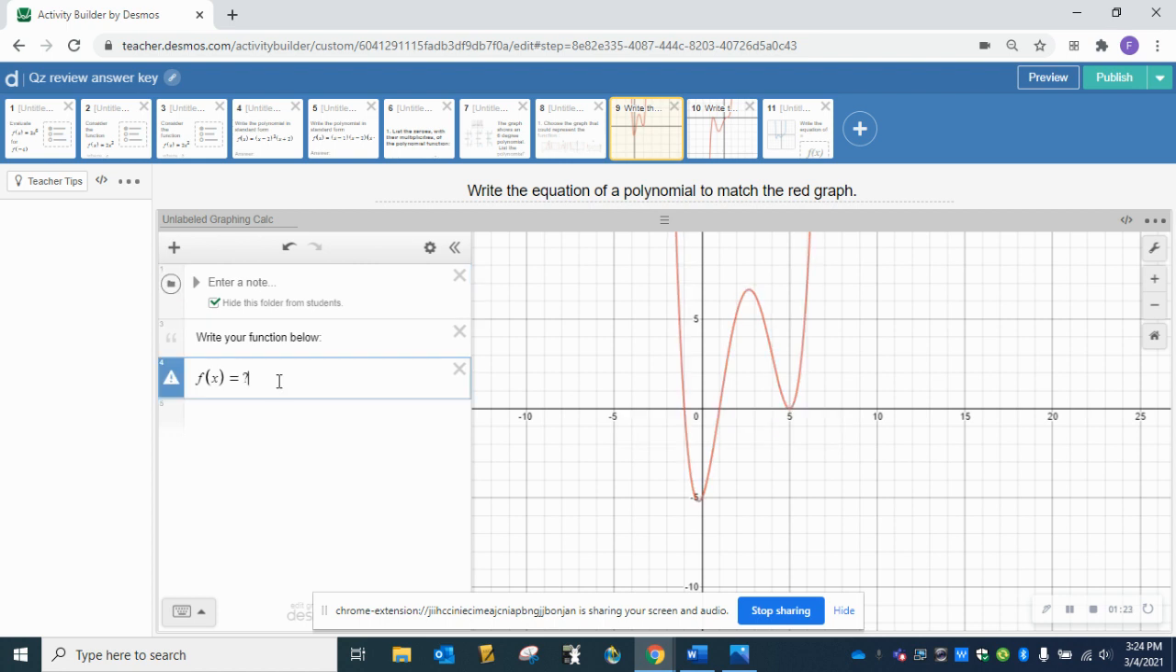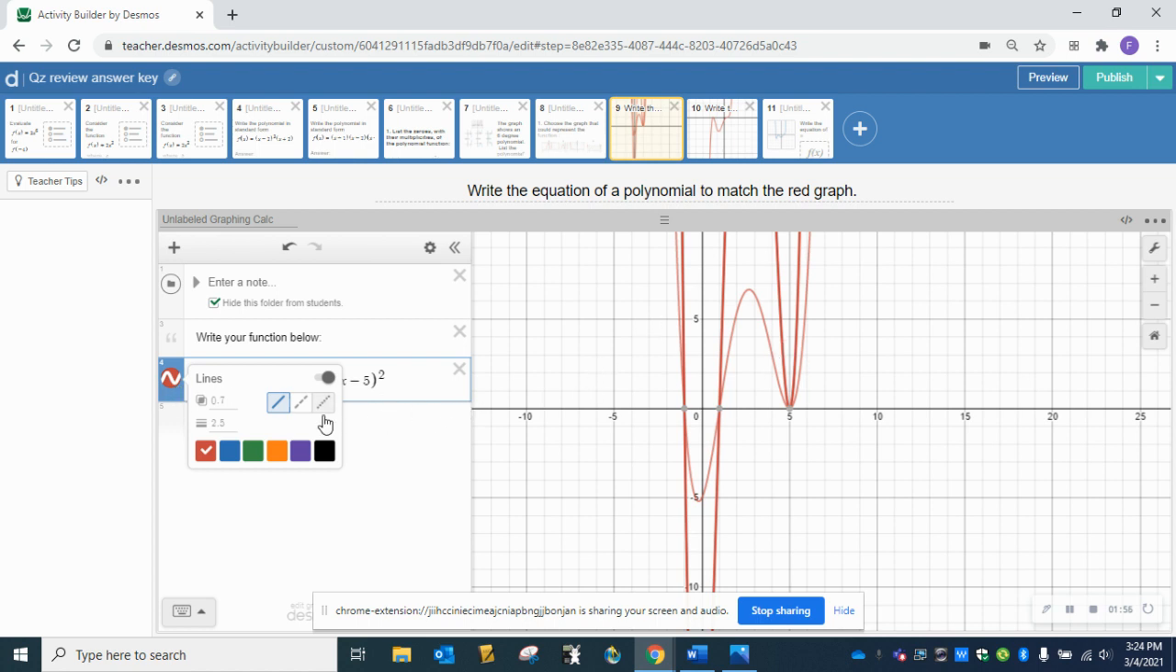So my function could be written as x plus 1 times... Notice now this line passes through this point because it's a root. So this zero here is 1, so I'm going to put in here x minus 1, and the multiplicity is 1. And here, 5, so I have a factor x minus 5, but the multiplicity is 2. Okay? And I'm going to just change the color here because the original curve is red and this one is red. So I'm going to just change it to blue.